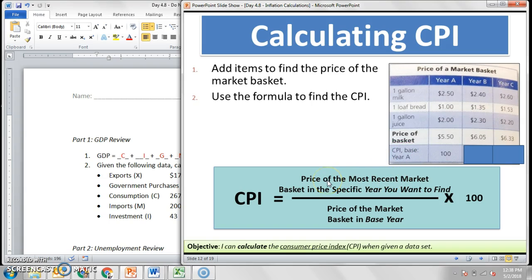And so we're going to look at the price in the most recent market basket in the specific year you want to find, divided by the price of the market basket in the base year. CPI is all about the base year. We're always going to be dividing by the same number. That number is the market basket in the base year.